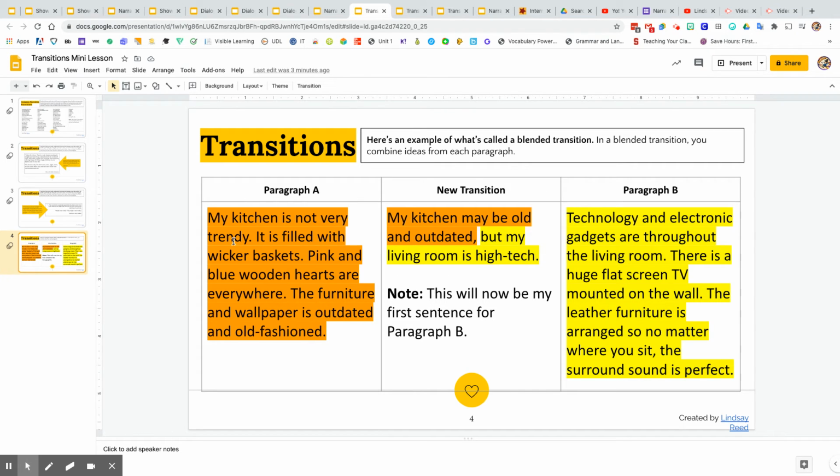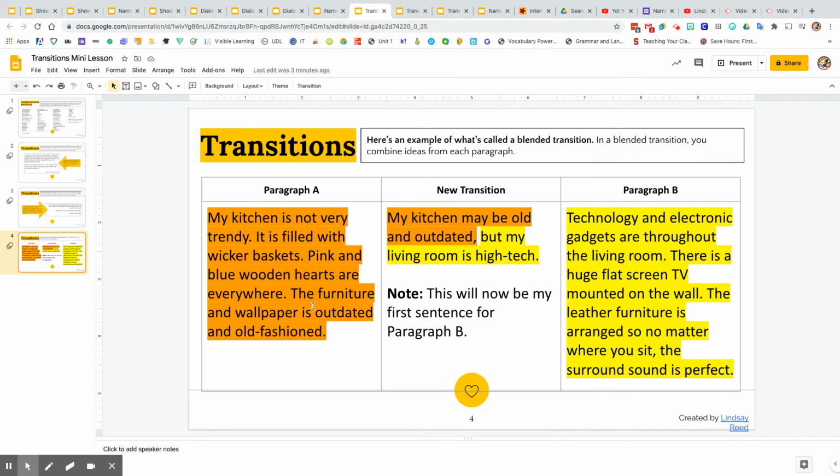Okay? So my paragraph A says, "My kitchen is not very trendy. It's filled with wicker baskets. Pink and blue wooden hearts are everywhere. The furniture and wallpaper is outdated and old fashioned." So that's paragraph A. Then I go over to paragraph B. "Technology and electronic gadgets are throughout the living room. There's a huge flat screen TV mounted on the wall. The leather furniture is arranged so no matter where you sit, the surround sound is perfect."